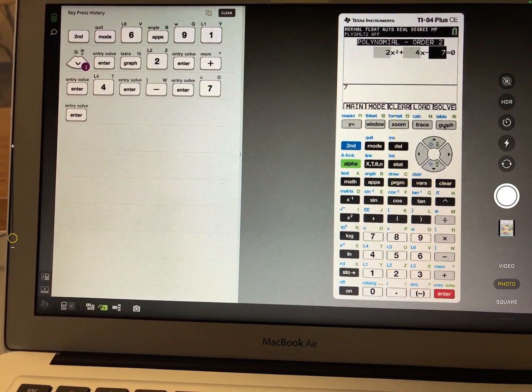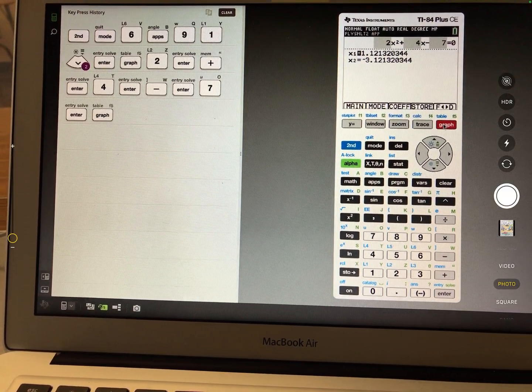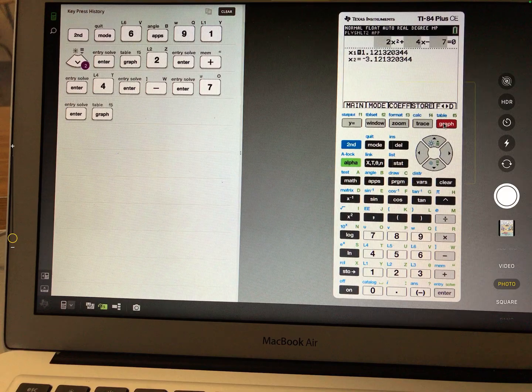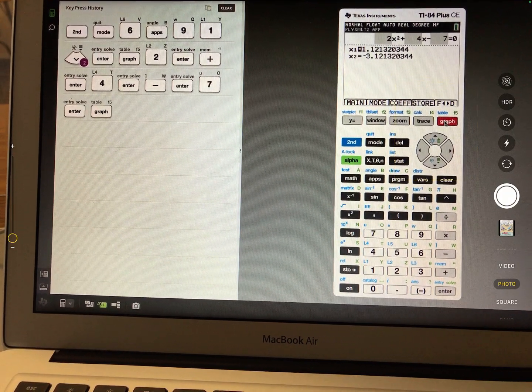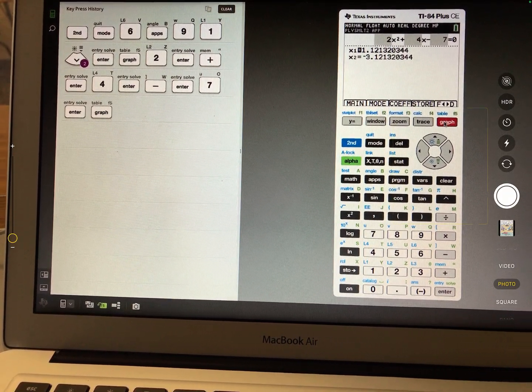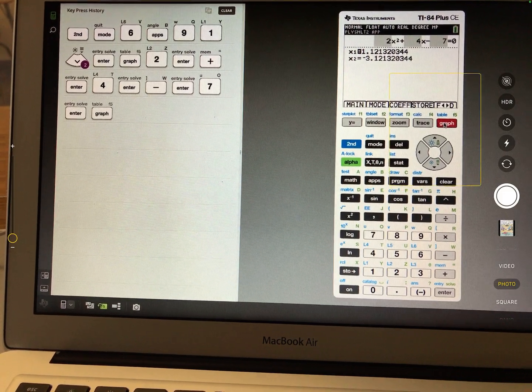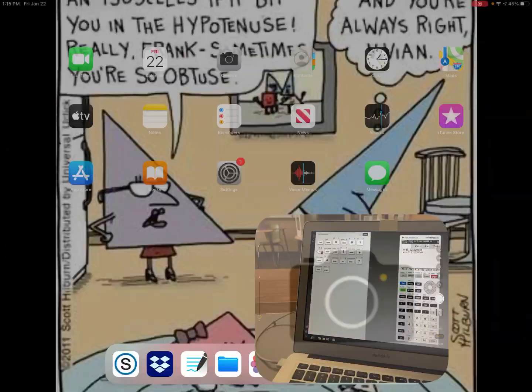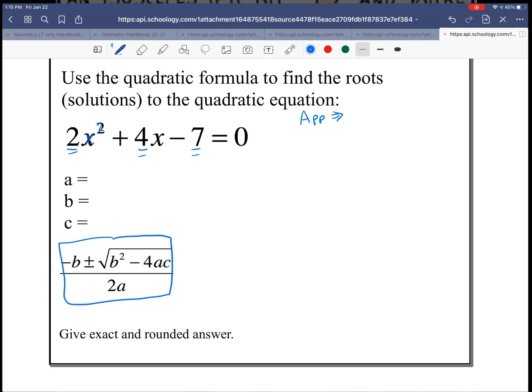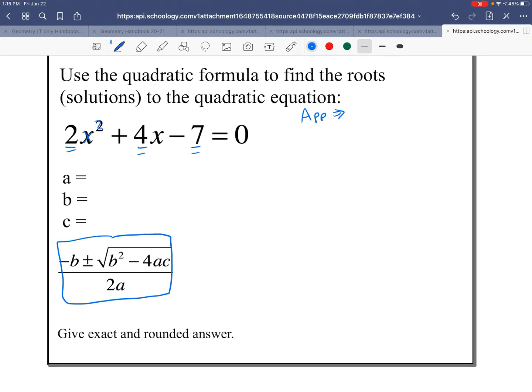Solve is right above graph, so we press graph. And it gives us these two solutions, 1.121 and negative 3.121. Those are our two solutions. So when we go back to our paper, the app is PlySmlt, and we get 2 solutions.